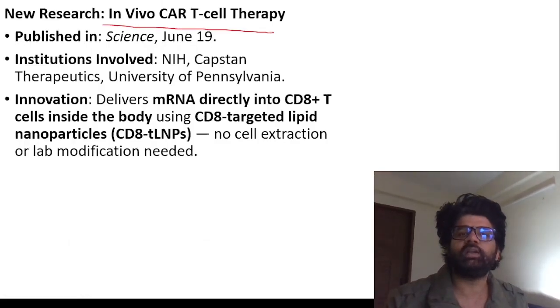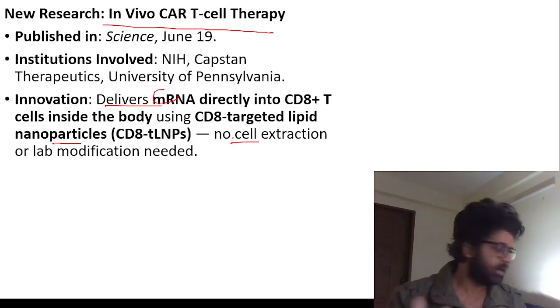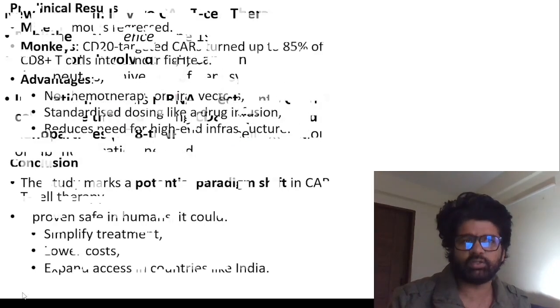So in vivo CAR T cell therapy, again, you don't have to do a PhD, they will deliver these receptors directly into T cell using nanoparticles, lipid nanoparticles. Again, just remember nanoparticles, no cell extraction. We will not be taking out T cell from outside your body. So again, this will save money, this will be a revolutionary step. So let's see how things pan out.